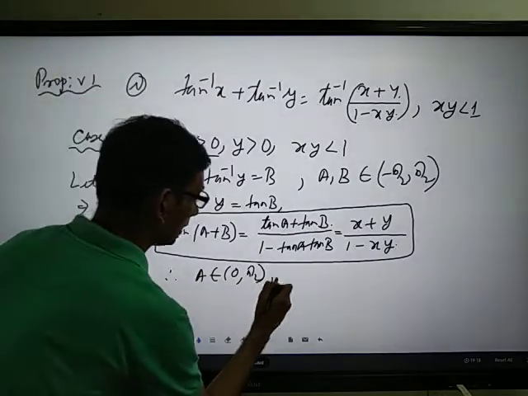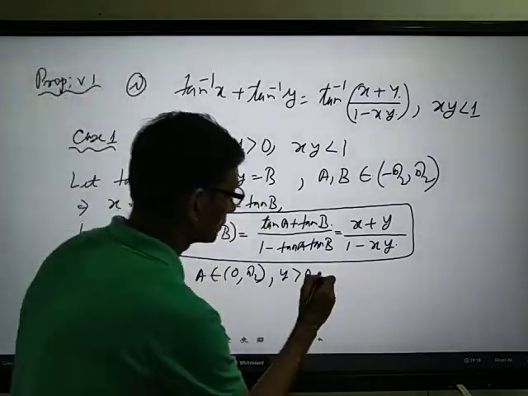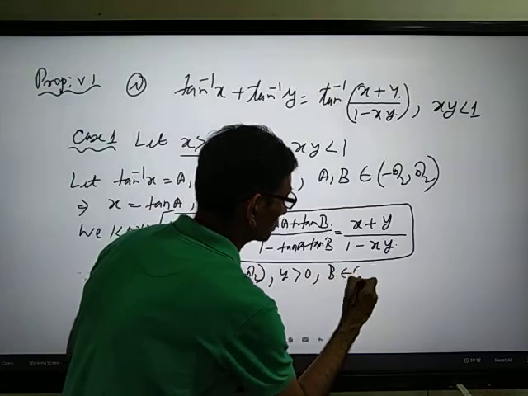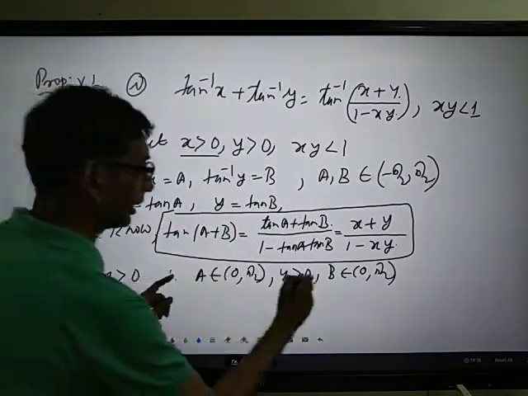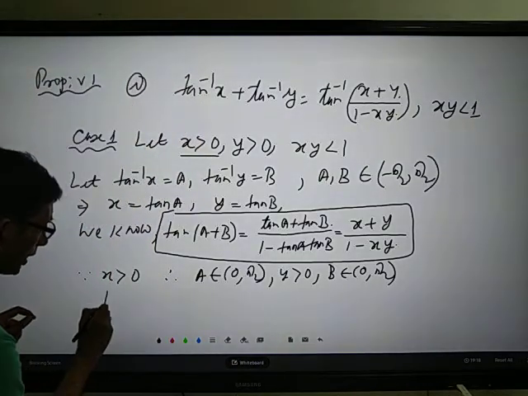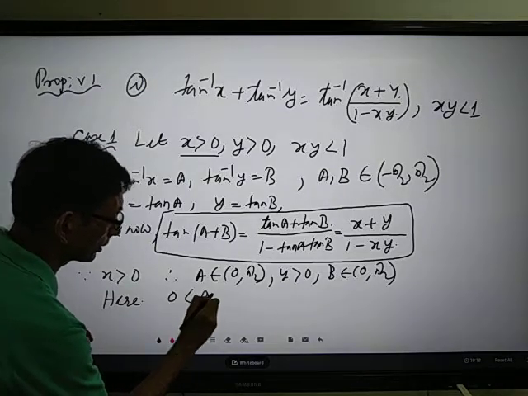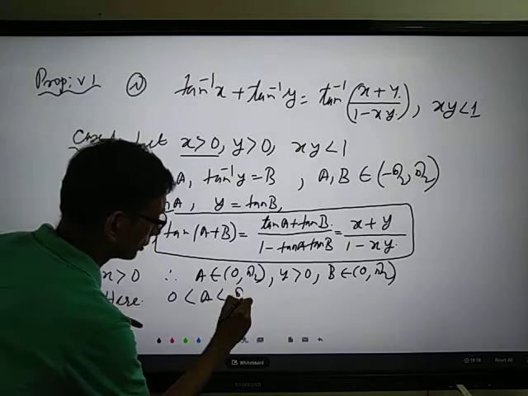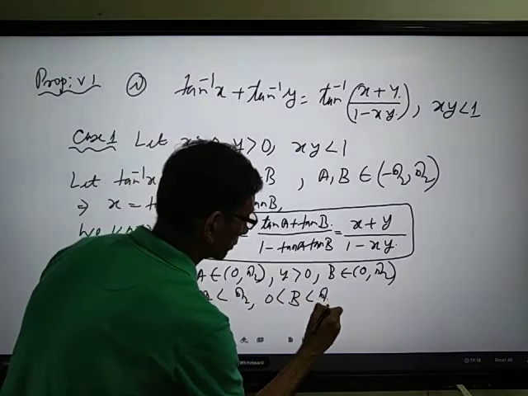Similarly, y greater than 0 implies, what is y? y equal to tan B. With similar conditions, B will also lie between 0 and pi by 2. Now let us club A and B together: A is greater than 0 and less than pi by 2, and B is greater than 0 and less than pi by 2.